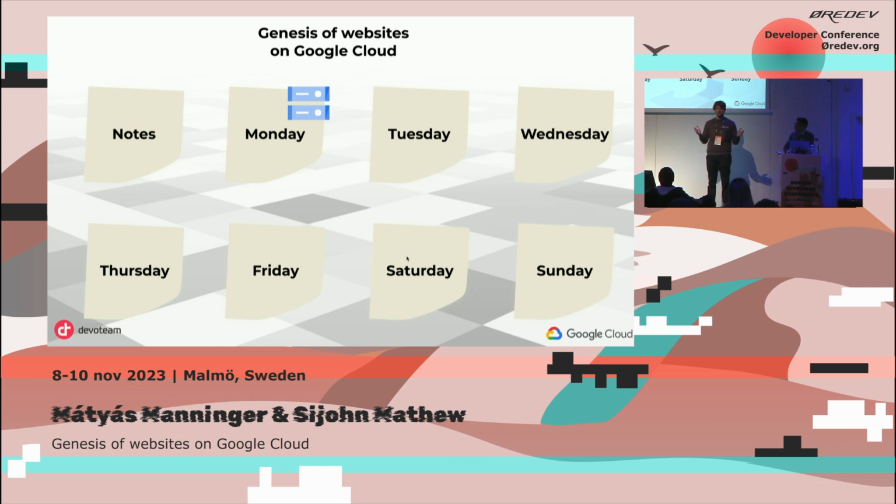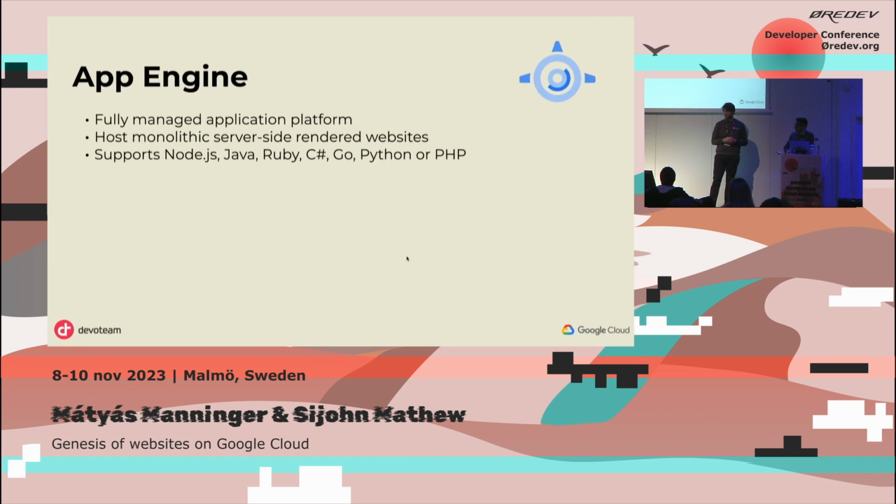But okay, at least you got something more dynamic now, a WordPress site, not super exciting, but on Wednesday you hope to achieve something more. And that's why you choose App Engine, which is a fully managed application platform in Google Cloud. It means that you can host monolithic server-side rendered websites.